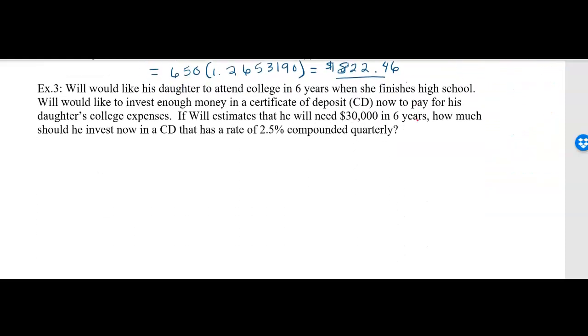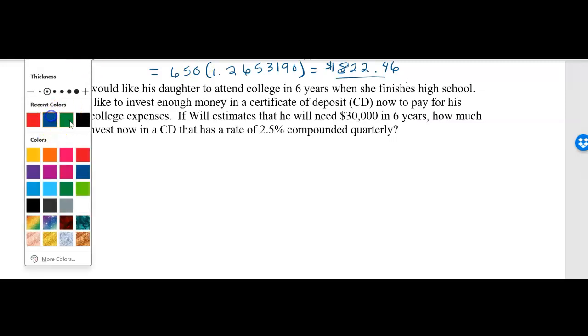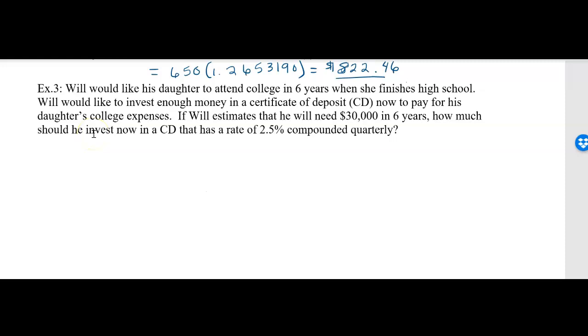All right, example 3. We've got 4 examples today. Will would like his daughter to attend college in 6 years when she finishes high school. Will would like to invest enough money in a certificate of deposit, or CD, now to pay for his daughter's college expenses. If Will estimates that he will need $30,000 in 6 years, how much should he invest now in a CD that has a rate of 2.5% compounded quarterly?